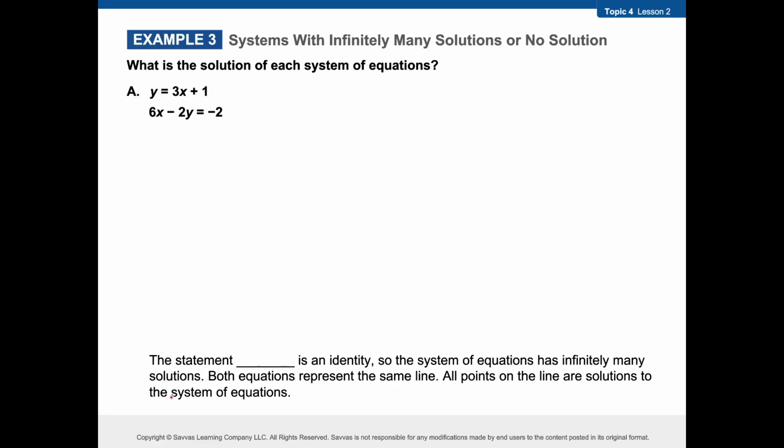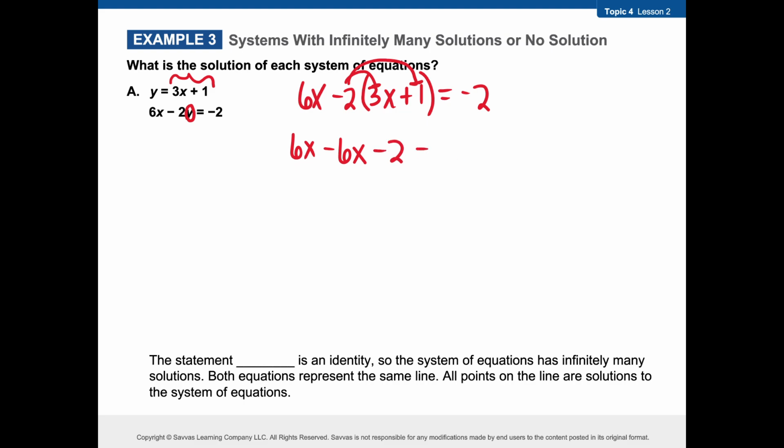Next, we have some that are not going to be able to be solved, but you're going to solve them the exact same way. Y equals, so I can go ahead and substitute this where the y is on the bottom. So 6x minus 2 times 3x plus 1. You need to be extremely careful with your signs when you distribute. Negative times positive, negative 6x, negative times positive, negative 2.